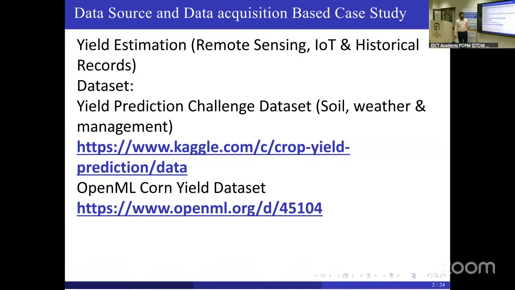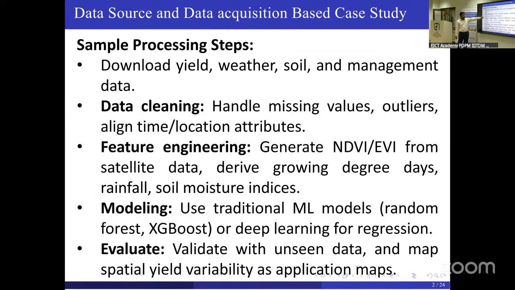So these are the different applications. I discussed that you can follow these steps: download the weather, soil, and management data, then data cleaning. That is important because you are downloading the data from somewhere, which may or may not be a verified source. So we have to do data cleaning. On the basis of the data cleaning, feature engineering, you can calculate NDVI, EVI, and different vegetation indices for agriculture health monitoring. So this is for the data source and acquisition. What do we learn in this class?